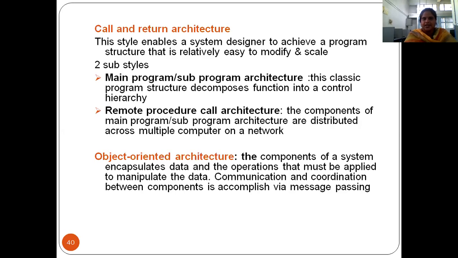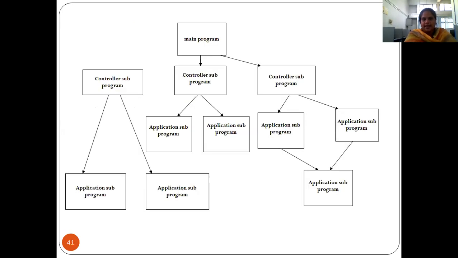Now, you can see main program and controller subprograms, and controller subprograms again have application subprograms, and application subprograms again will have application subprograms. So this is the division of the data. So main program, subprogram, and application subprogram.